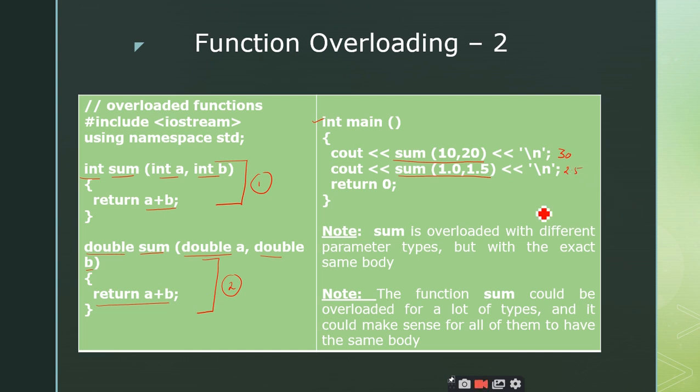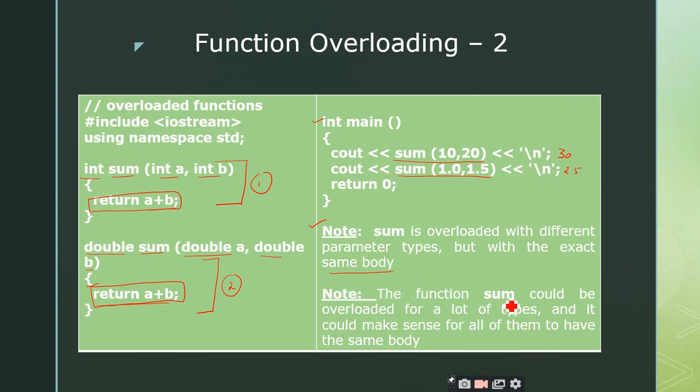And two points you have to remember here: sum is overloaded with different parameter types but with the exact same body. Am I right or not? I am just using the same body, return of a plus b in the first function as well as return of a plus b in the second function also. They are having the same body.